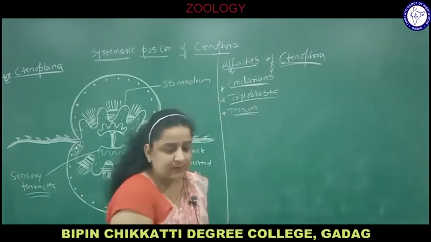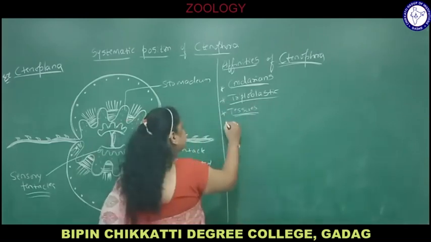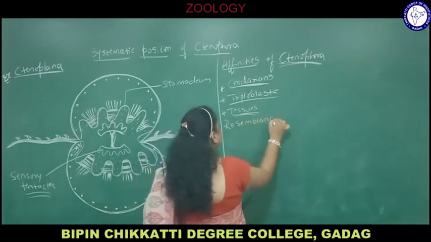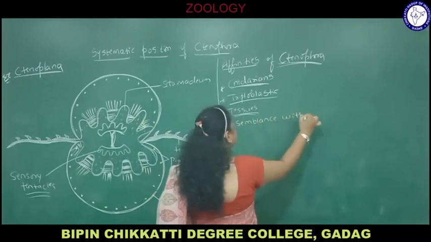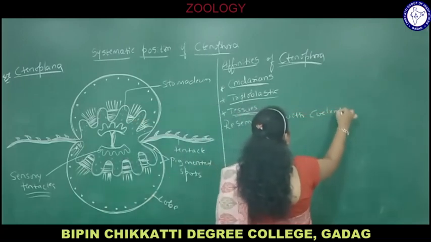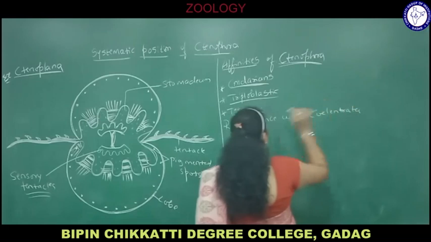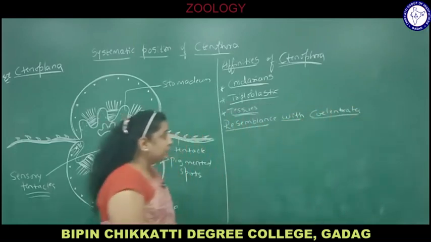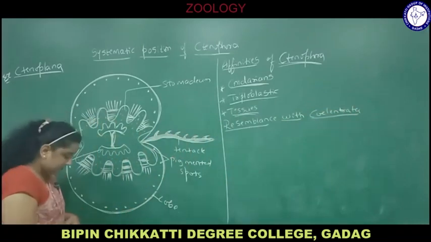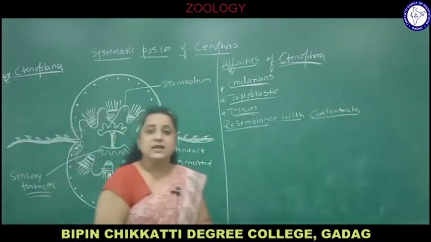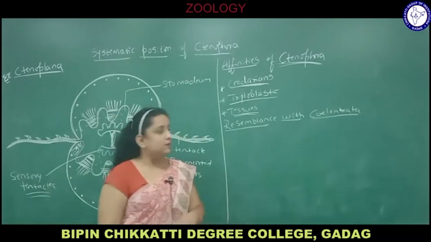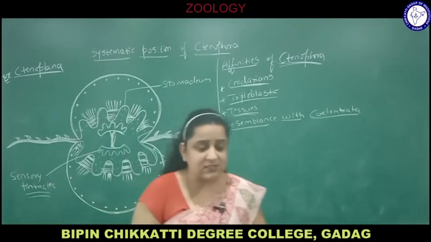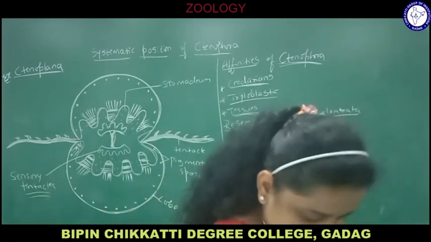Now we will see the resemblance with Coelenterata. What are the characteristics which resemble Coelenterata, or phylum Cnidaria? Because you should know that before the discovery of phylum Ctenophora, these animals were placed under phylum Cnidaria or Coelenterata. Then what are the characteristics which are common in both Ctenophora and Cnidaria?